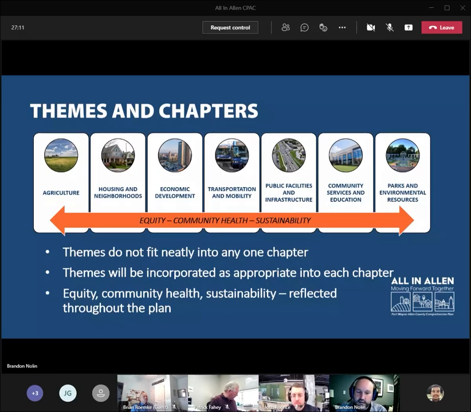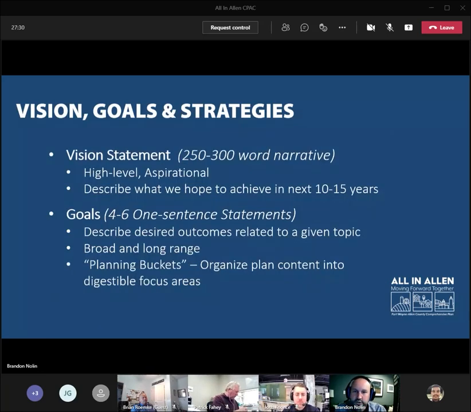And then the goals will be used to apply the vision for equity, community health, and sustainability to each individual chapter. So even though we've developed the themes similarly, they're going to be used differently in the plan moving forward. And that'll be clear, I think, as we get into discussing this. So the vision statement for each group is developed as a high-level aspirational narrative, about 250 to 300 words. It's what we're trying to achieve in the next 10 to 15 years.